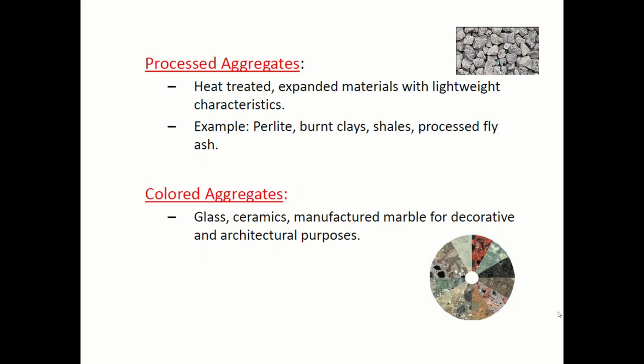Also, we can talk about processed aggregate, which is heat treated, expanded material with lightweight characteristics, and those are the examples for processed aggregate. And also colored aggregate, which is like glass, ceramic, or manufactured marble for decorative and architectural purposes.